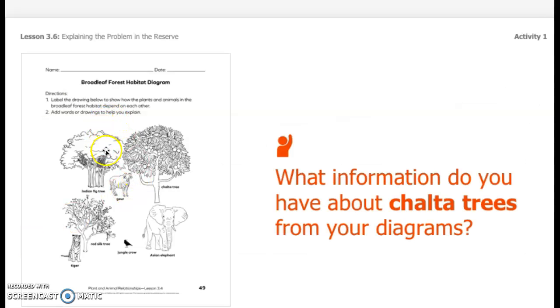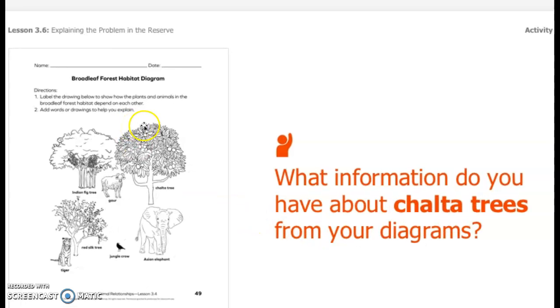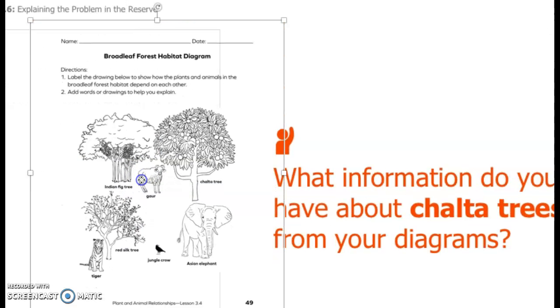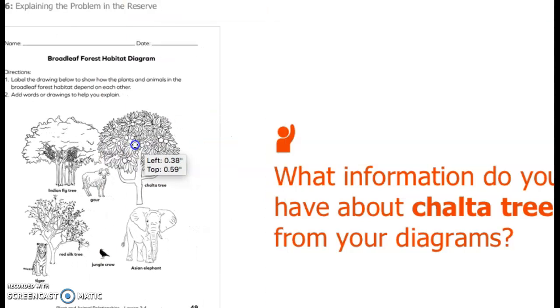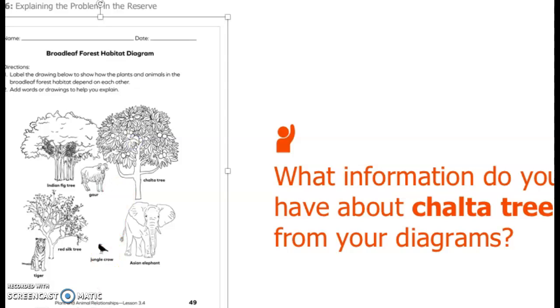So let's look at this diagram. What information do you have about chalta trees from your diagrams? Let's look at the diagram. We see animals, we see an elephant, a tiger. So this animal eats this kind of tree. This animal eats this kind of tree, and an elephant eats the chalta trees. So elephants eat chalta fruit, and elephants depend on chalta trees for food.